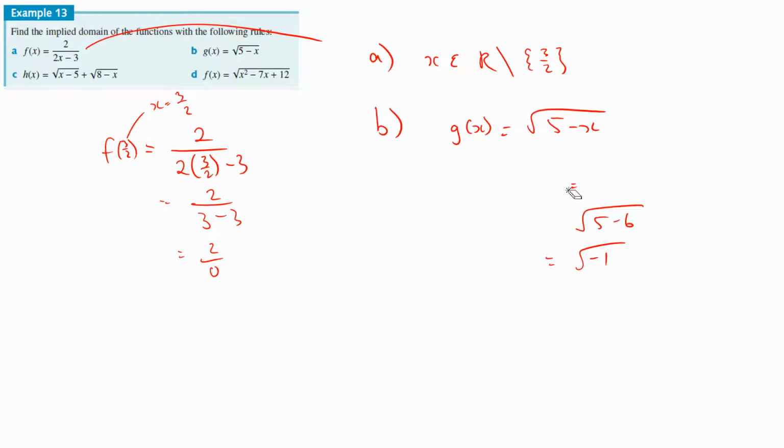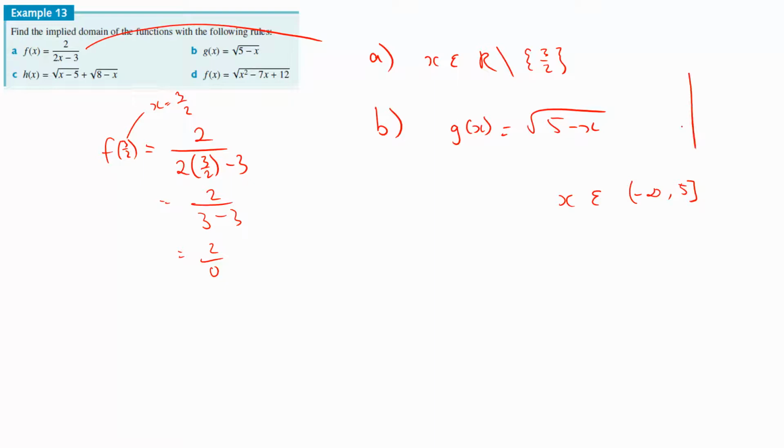I know the answer is that the domain can be anything smaller than 5. It can't be bigger than 5. So 6 was bigger than 5, and 5.1 is bigger than 5. So all I have to say is x is an element of, if it has to be smaller than 5, negative infinity up until 5. And it can be 5. You can have 5, but you can't have anything more than 5.